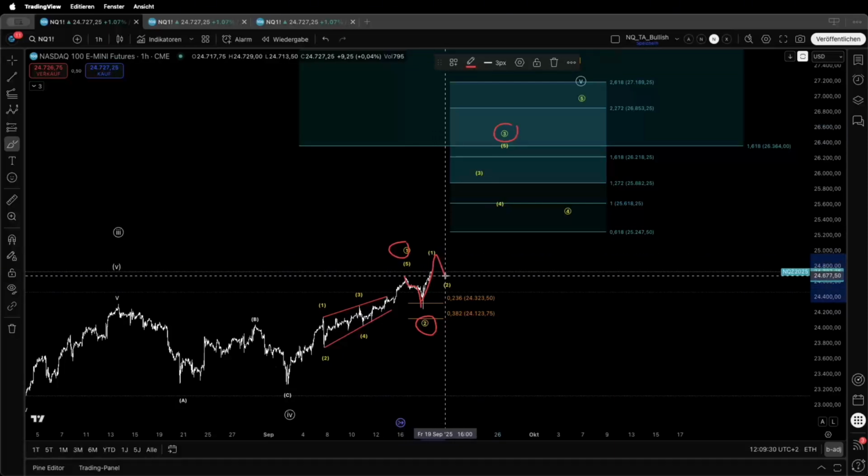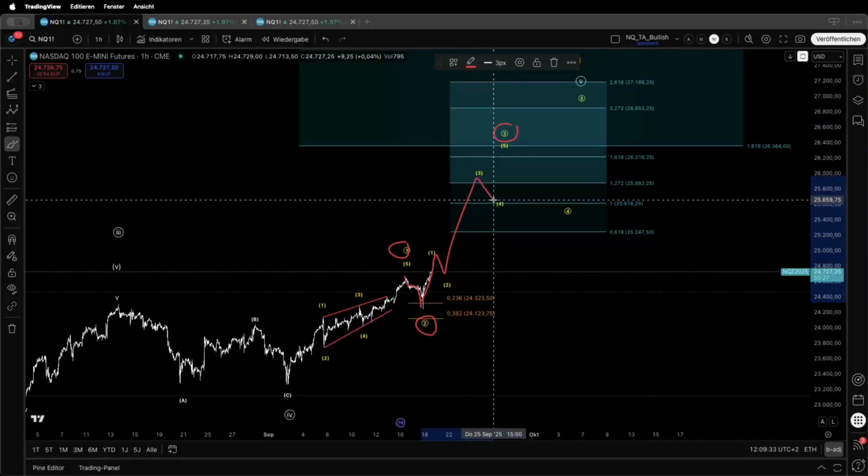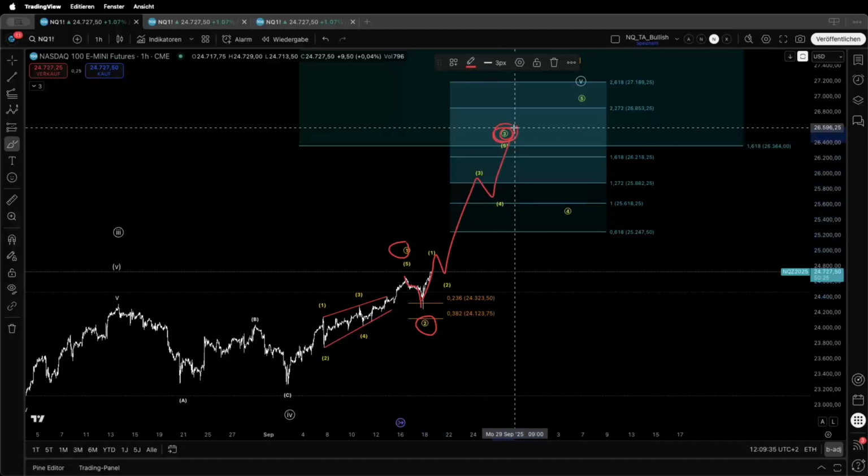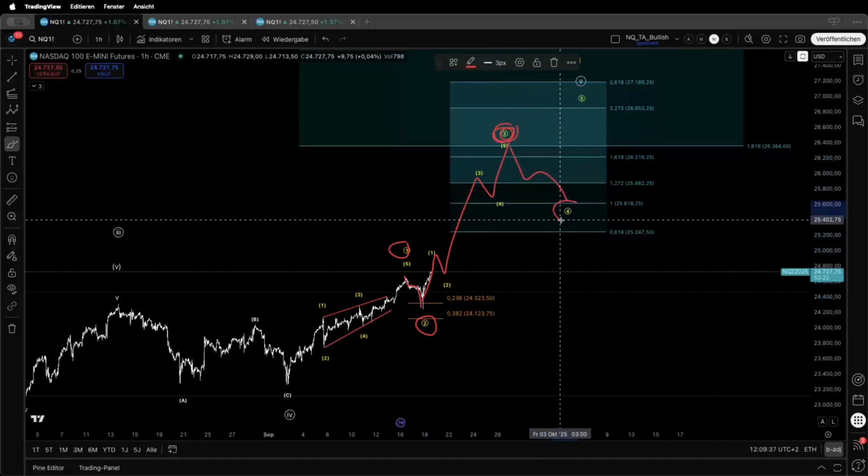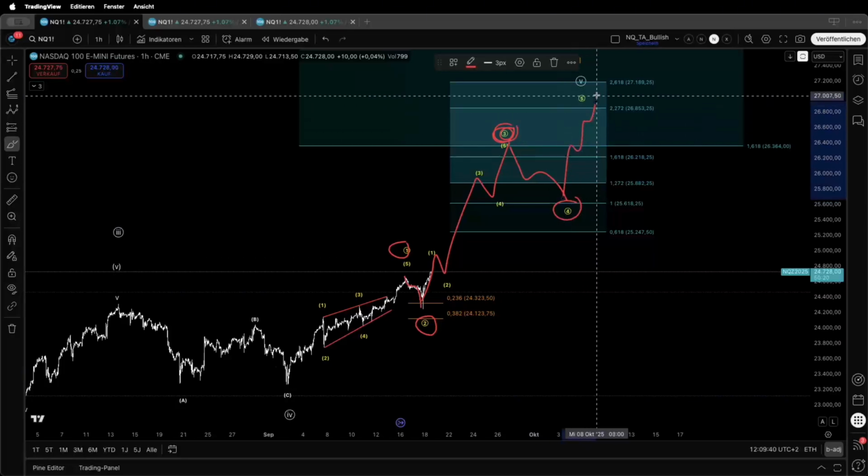We should get a wave 2 pullback anytime. Then we get a 3, a 4, and a 5. That finishes our wave 3. Then we should get an ABC pullback in the wave 4, and we should get another high in the 5th wave.